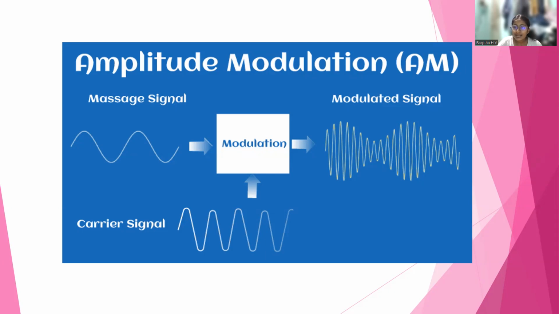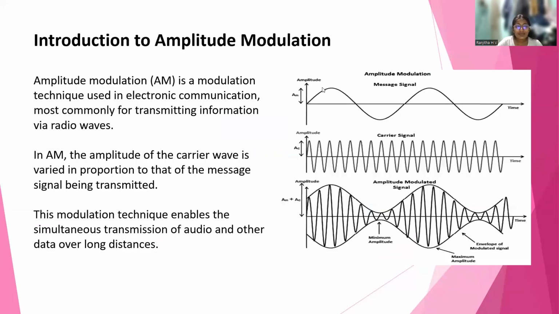Today I am going to discuss the principles of communication. The course code is BEC 403. Firstly, we are going to discuss the introduction to amplitude modulation. What is meant by amplitude modulation?